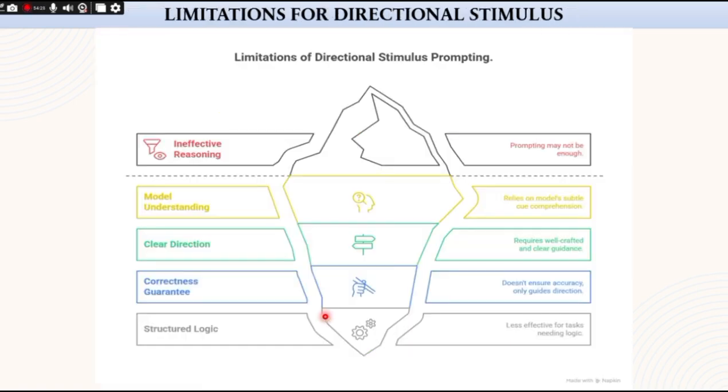Now let's see some of the limitations with directional stimulus prompting. It may not be enough for deep reasoning tasks. It still depends on the model understanding the subtle cue. So it requires well-crafted, clear direction, because if it is too vague it won't help. And also it doesn't guarantee correctness, only guides the direction. And also it is less effective if the task already needs structured logic like math problems.